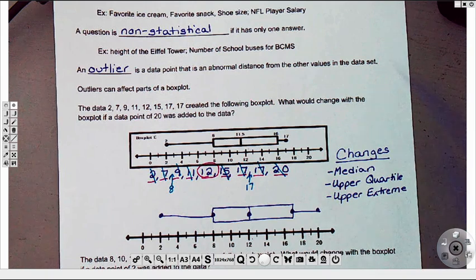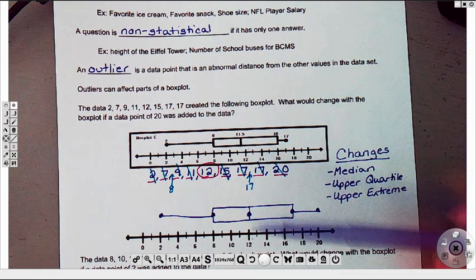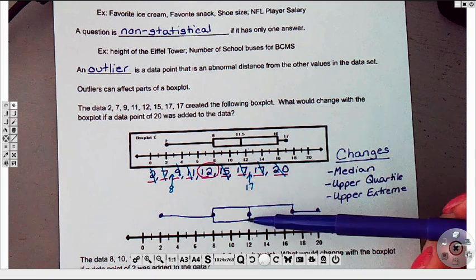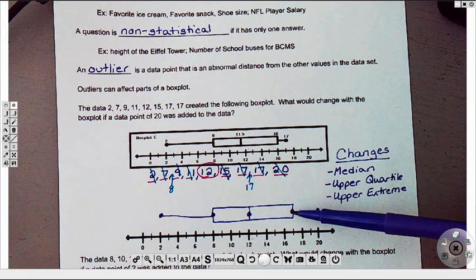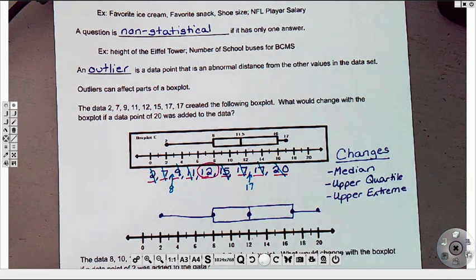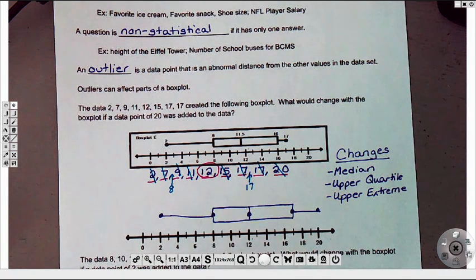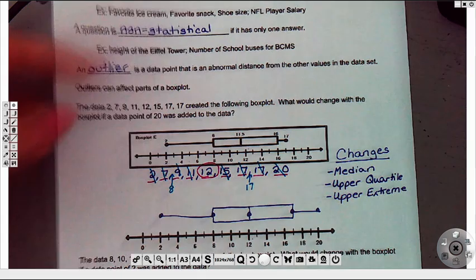The median has also changed from 11.5 to 12. The upper extreme went from 16 to 17. So when you add outliers to a piece of data, it can change multiple features of my box plot. And the only way I can determine that is by recreating a new box and whisker plot. So let's look at the second example.